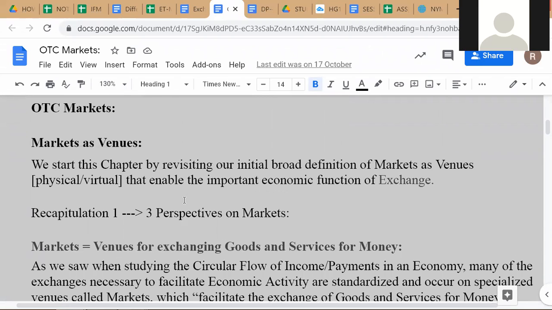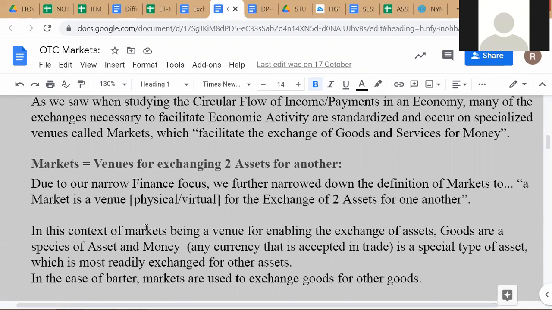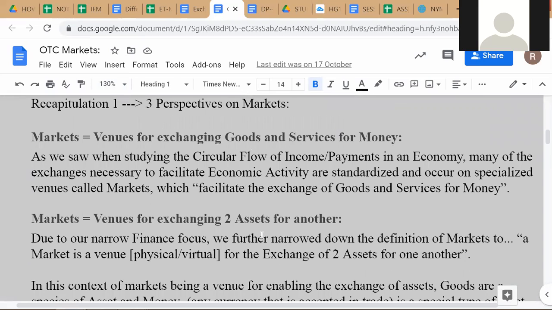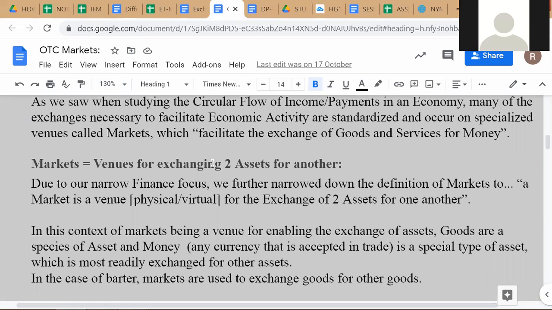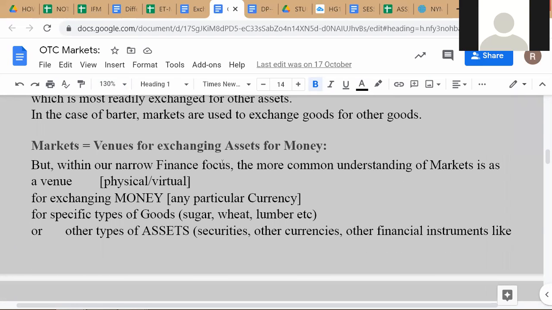Before we get into this, once again, you have to remember what a market is. You have a three-level definition. The general definition is goods and services. In financial markets, we'll leave out the services part. The general definition is exchanging two assets for one another. Then we give a highly specific definition: because one of the assets is always some currency, it's exchanging some asset for money.